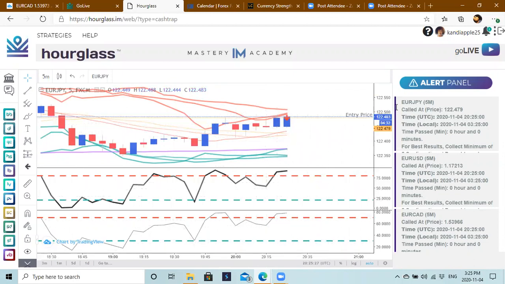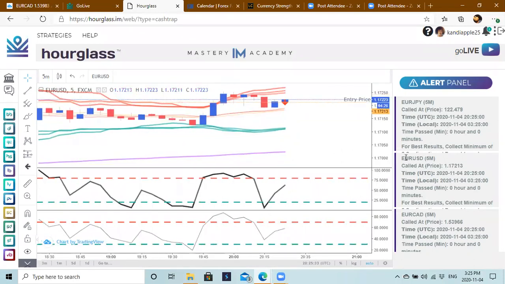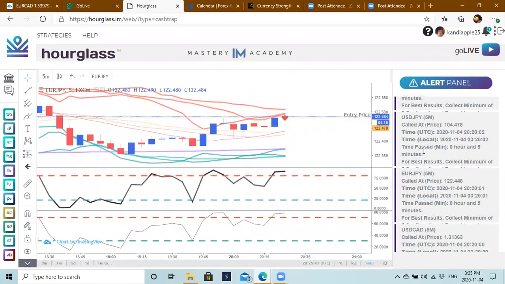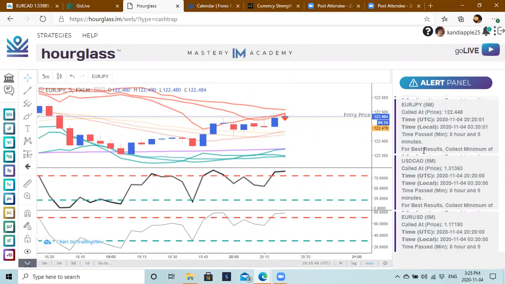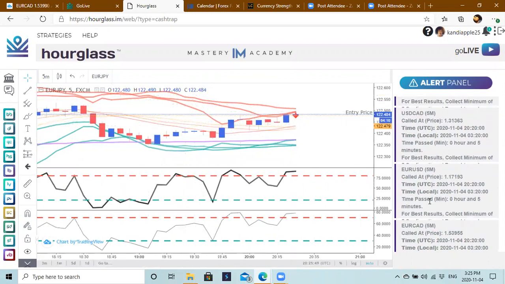I had this set up. Remember, you have 6 to choose from. You could be playing in Euro USD, which I wouldn't, and you leave USD alone for the next couple of days, but you have Euro JPY, Euro CAD, and I think that's about it, right? Yeah, so Euro JPY and Euro CAD. Those are the only 2 I'd be playing with.